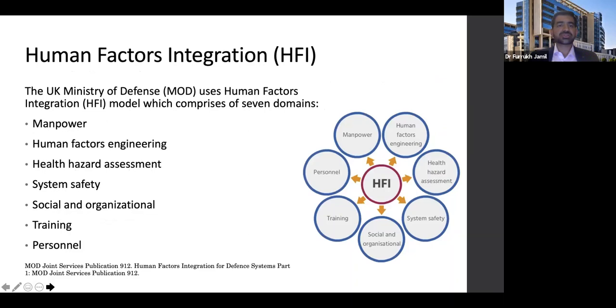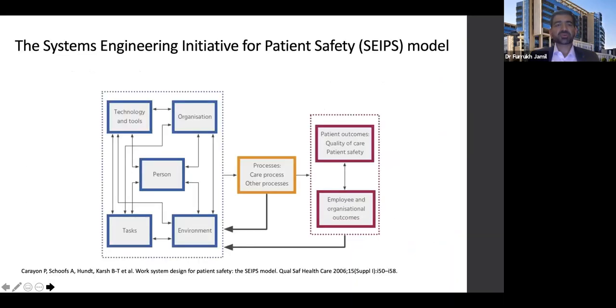There are other models, as I told you, that the MOD is used to. You can see the human factors integration model, which is widely used in the Ministry of Defence in the UK. There's another model, the SEIPS model, which is the systems engineering initiative for patient safety. But I'm going to skip these two models and ask you to pay attention to the two particular models which we will discuss in a bit more detail today. I would further recommend you explore them more and use them in your clinical simulations and patient safety cases and scenarios.